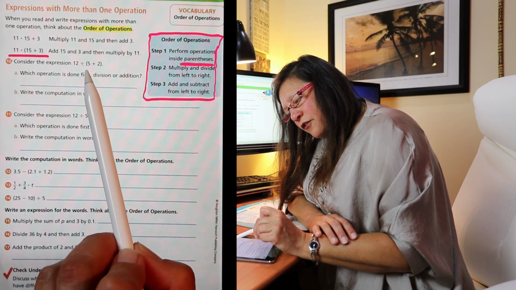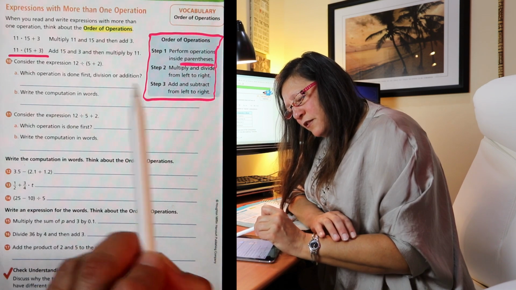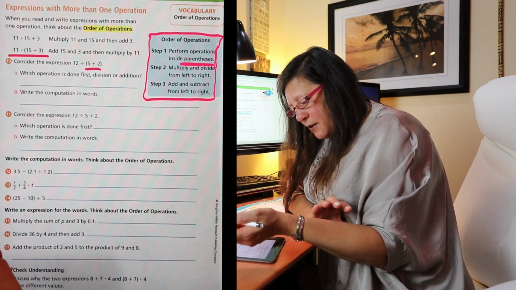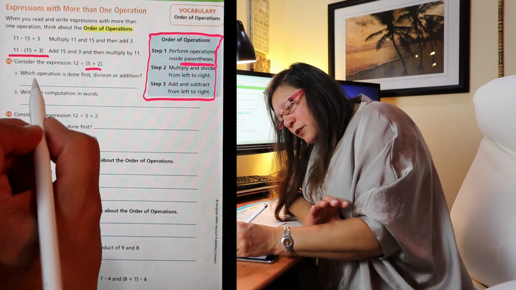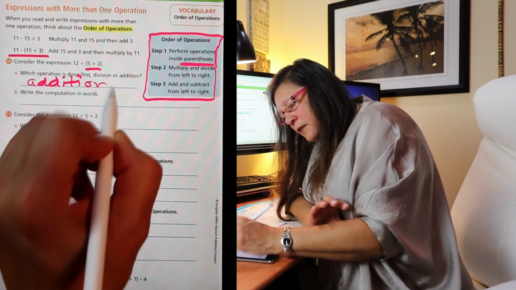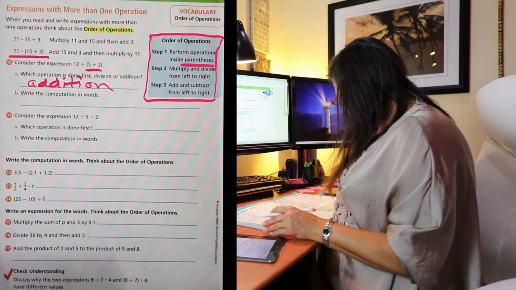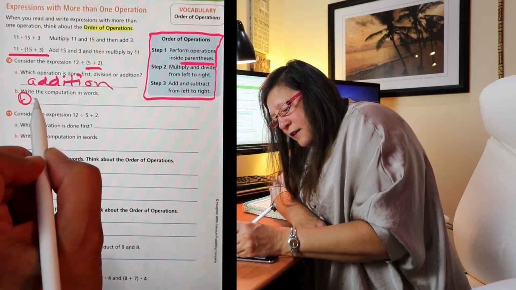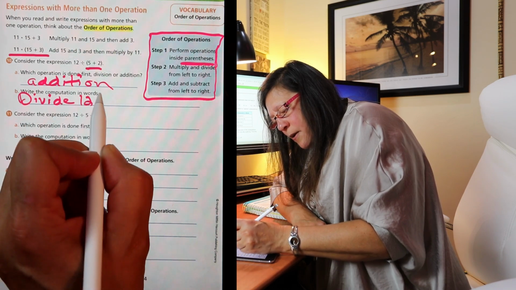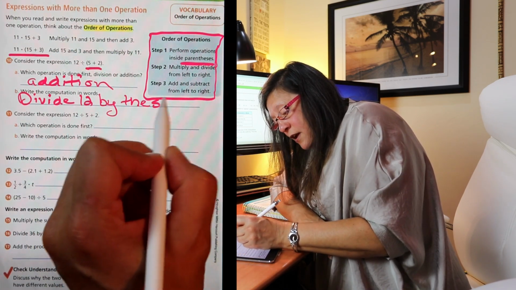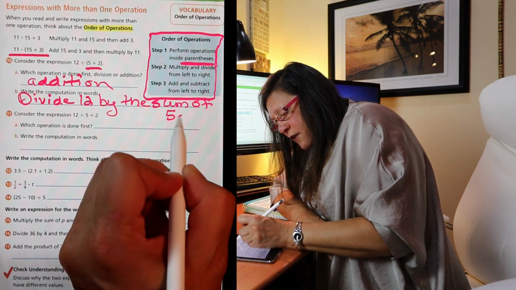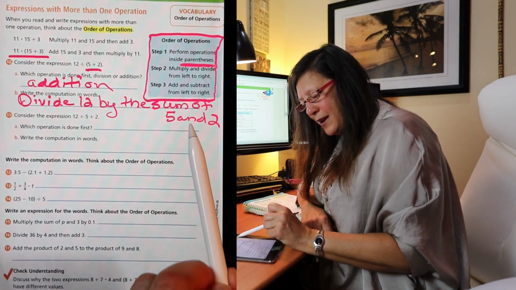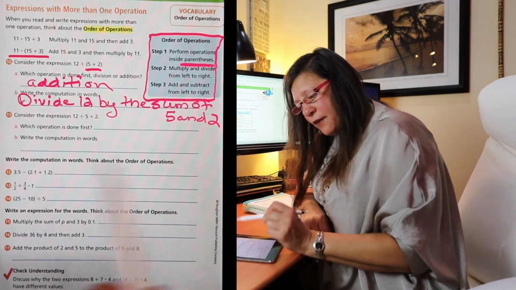Consider the expression 12 divided by (5 plus 2). Which operation is done first, division or addition? Well, here we have some parentheses. So that supersedes the multiply and divide first. We have to do parentheses first, so we're going to do addition first for that one. And then write the computation in words. So what would we do? All right. So how I would write this is I would go left to right: divide 12 by the sum of 5 and 2. So that is telling you that you already got the sum of 5 and 2. That's telling you you already added those two, which is what the parentheses mean I have to do.